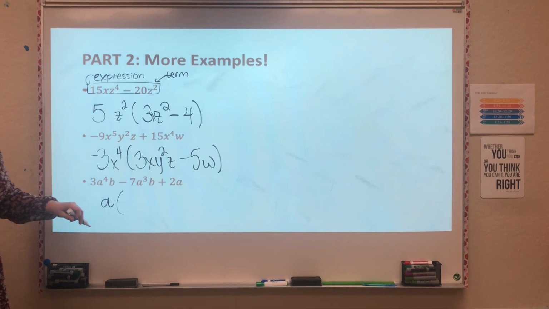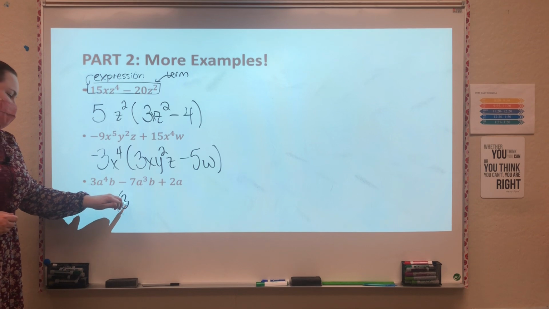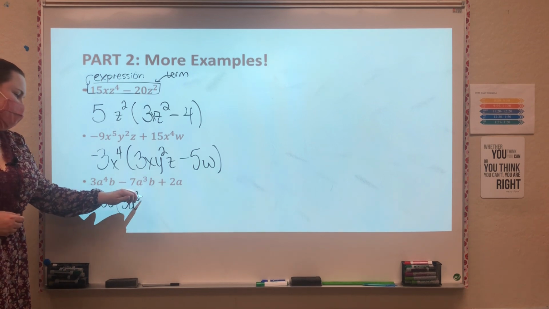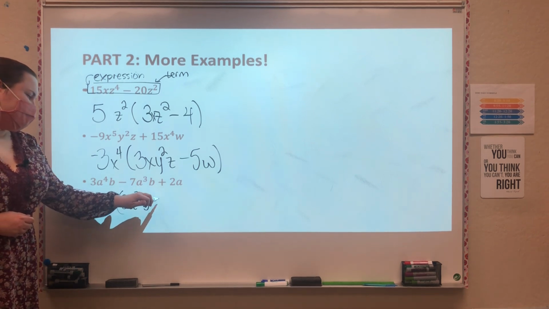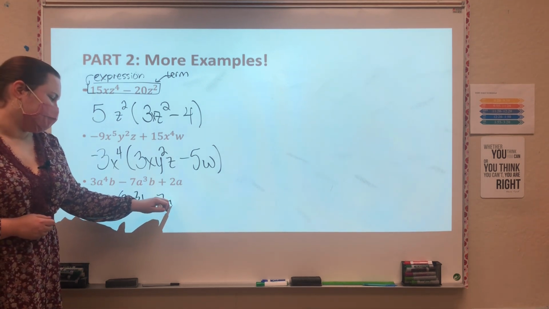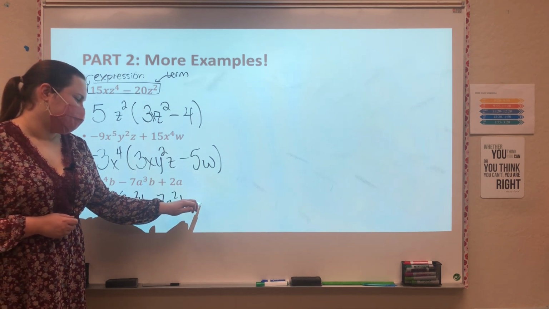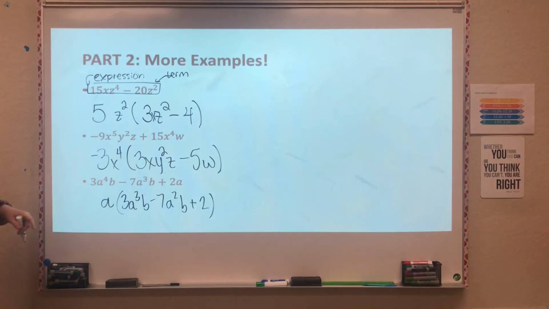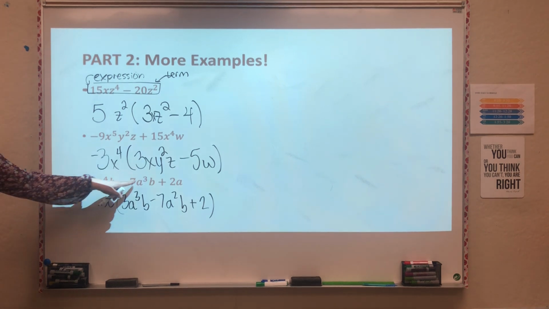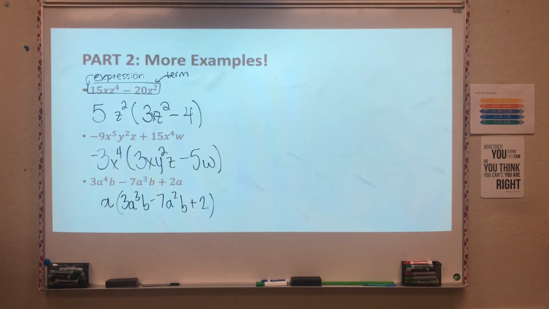Parentheses. You have 3a cubed b minus 7a squared b plus 2. Yep. It's like going through all of these and just taking out 1a from everything. Everything else is staying the same except for the a's. The exponent's just going down 1. Nice. You feeling better about these?